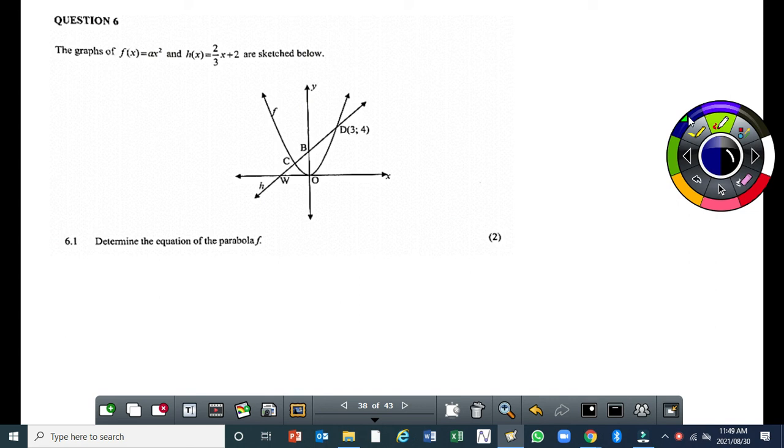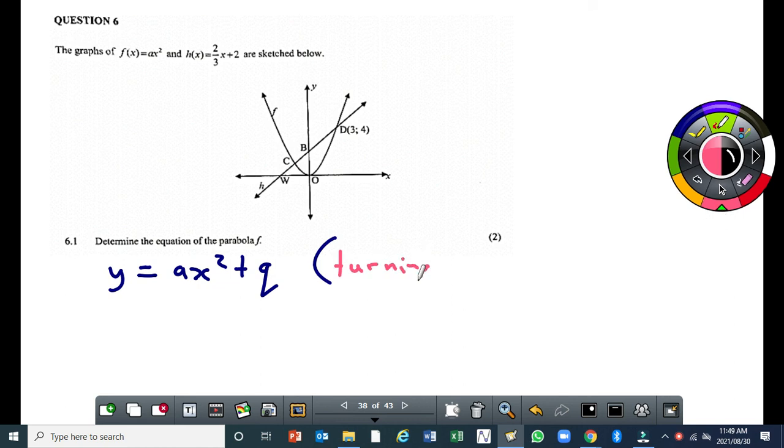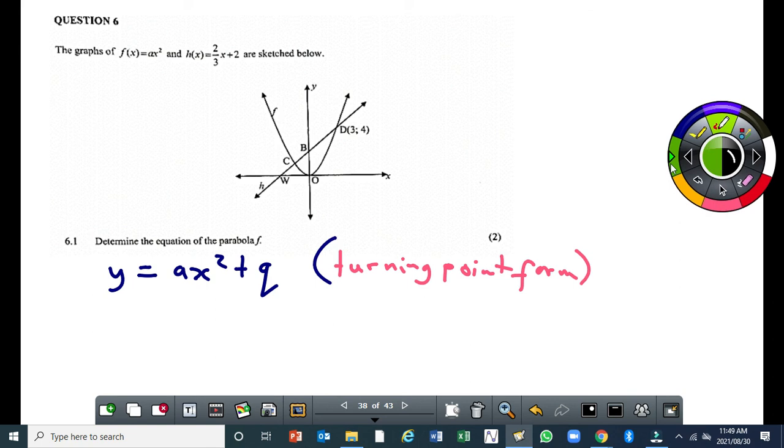Now, in this question here, we don't have the x-intercept. So the best way is to write the turning point form, right? The general equation is y equals ax squared plus q. This is called the turning point form. So here, since the turning point is the origin, q is 0.